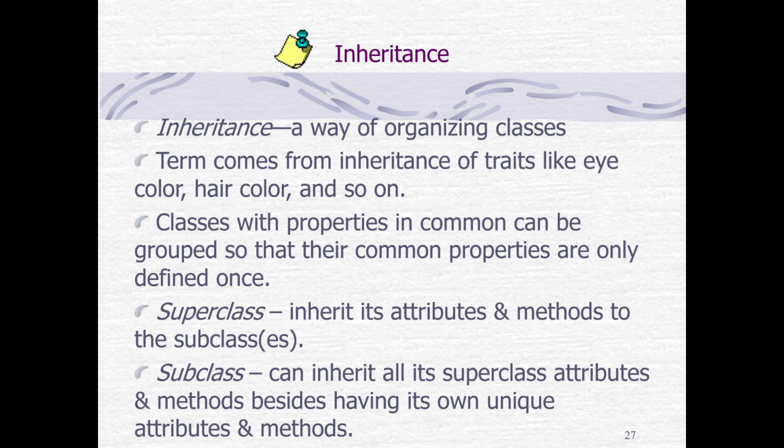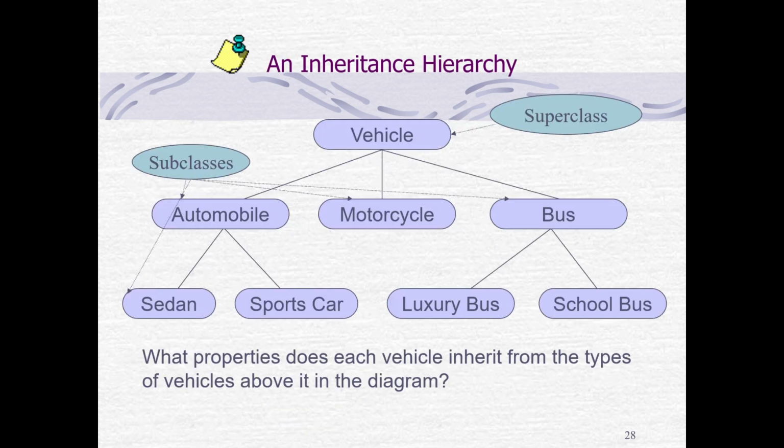A subclass is nothing but a class that can inherit all its superclass attributes and methods and have its own unique attributes and methods. So that is known as a subclass. So for example, the vehicle is a superclass. Here the subclasses are automobile, motorcycle and bus. So these automobile, motorcycle and bus classes are inherited from the vehicle class.